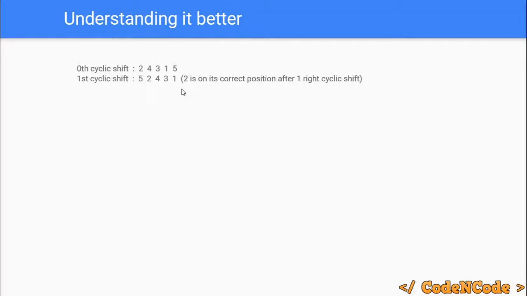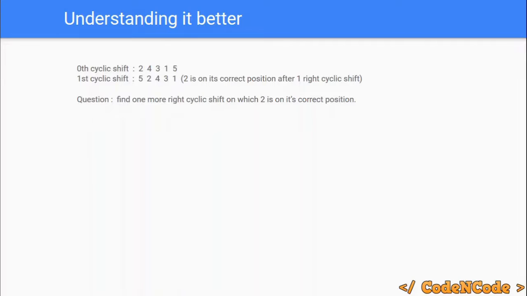Now you know that there are only from 0 to n-1 cyclic shifts, the rest are redundant. So now the question here is: find one more right cyclic shift on which 2 is on its correct position. Now, one right cyclic shift I have already told you. If you perform one right cyclic shift on this array, 2 will be on its correct position. Now find one more right cyclic shift on which 2 will be on its correct position.